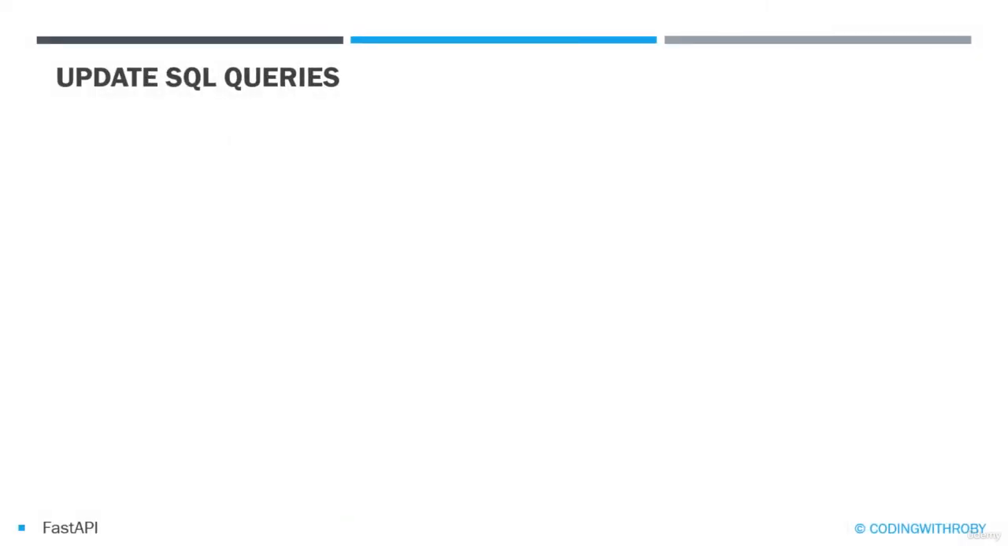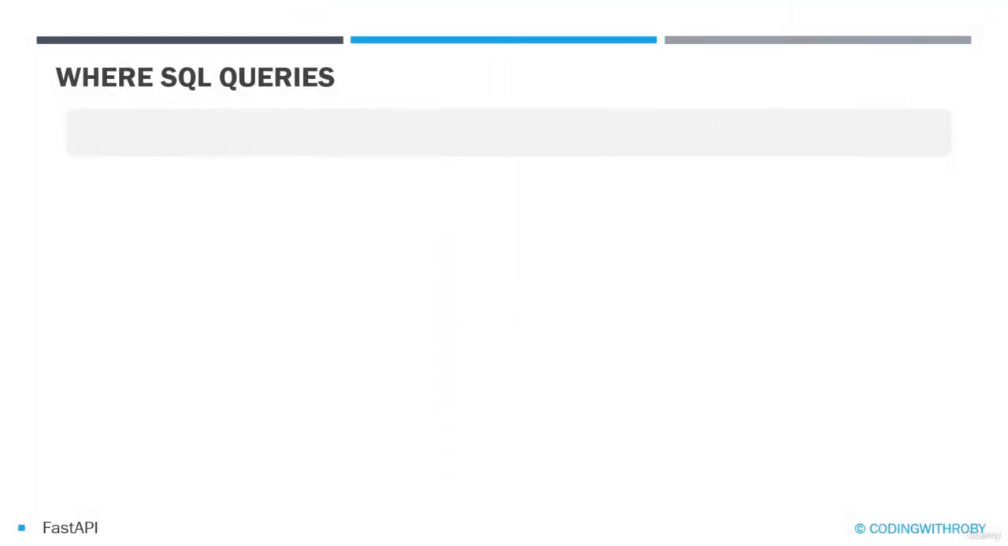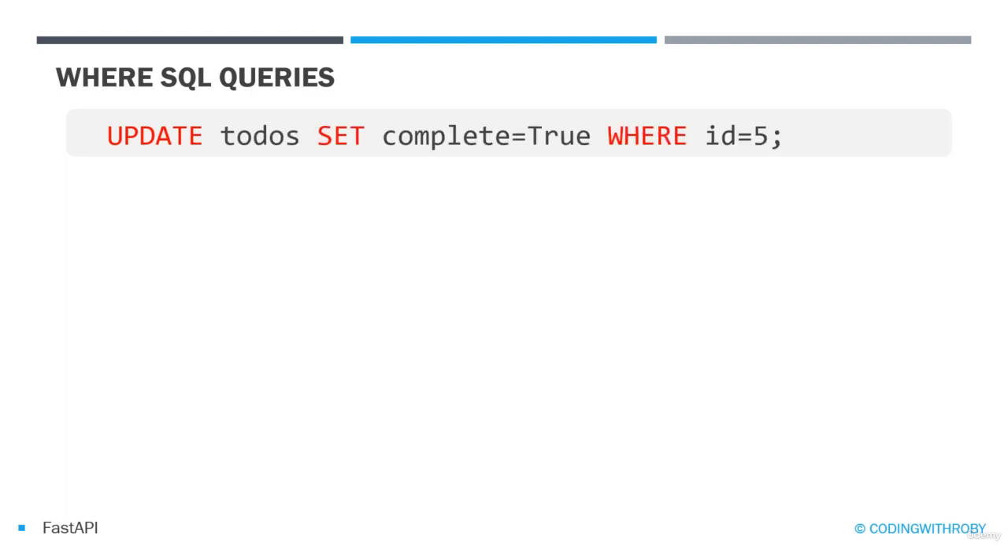Let's now move into the update clause. The update clause is used when we want to update a record in the database. Now to update a record, we will have to use a few different attributes. We will have to say update to-dos set complete equal to true, where ID is equal to 5.